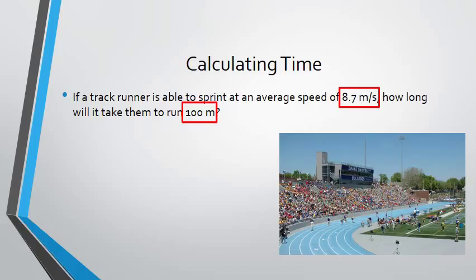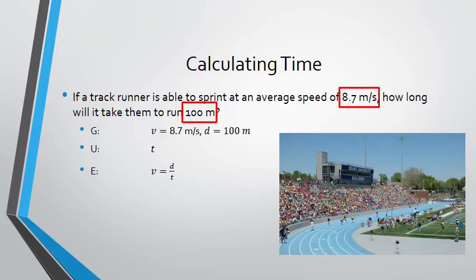The fact that it says meters tells me that that is a distance measurement. So for my given information, I'm going to write down the speed is 8.7 meters per second. And since it's meters, it's a distance of 100 meters. It says how long will it take, which means it's asking for a time measurement. Time is my unknown variable in this problem. The equation is still velocity equals distance divided by time.